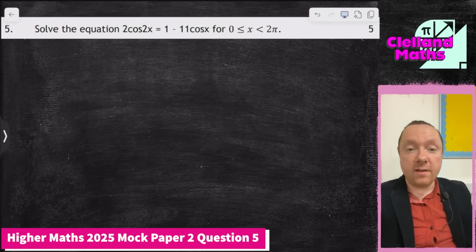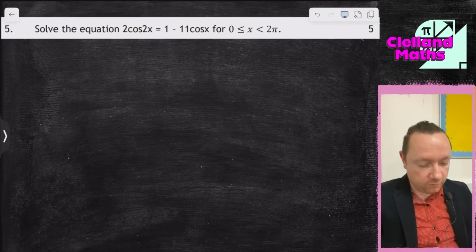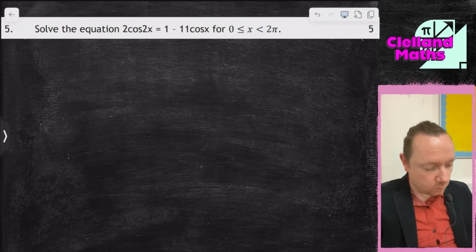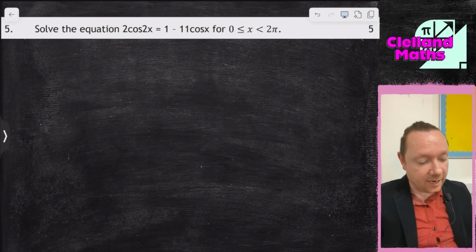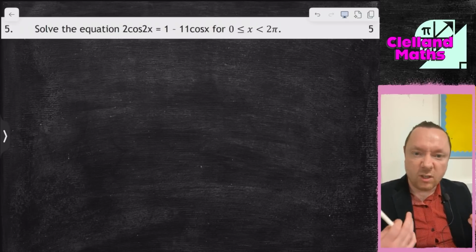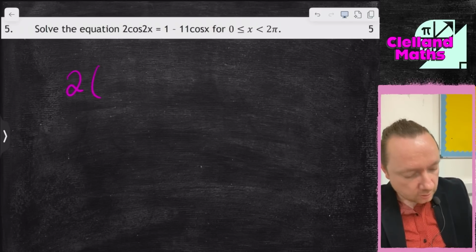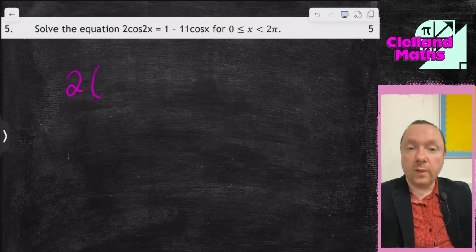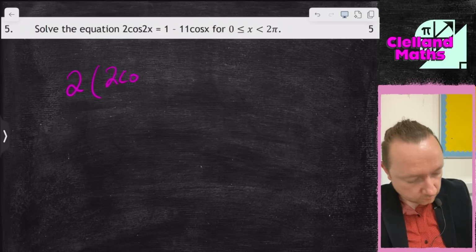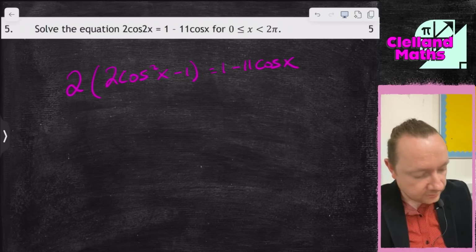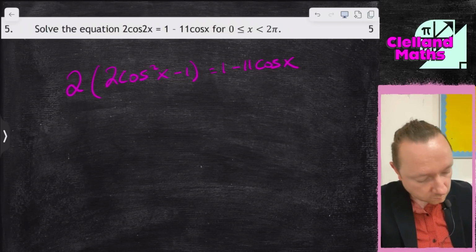SQA Higher Maths 2025 Mock Paper 2, Question 5. We have got solve 2 cos 2x equals 1 minus 11 cos x. So I can expand cos 2x, and the exam paper has 3 forms for this, but since the right-hand side has a cos in it, I'll use the one with the cos in it, so it's all cos. So I've got 2. Cos 2x is 2 cos squared x minus 1. And that's equal to 1 minus 11 cos x. We're working in radians here, bear in mind for this question.